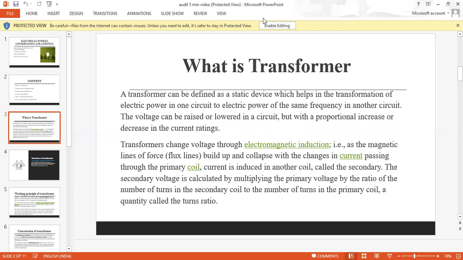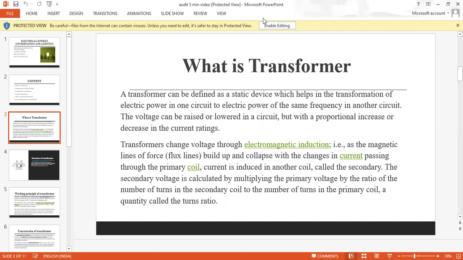Here, the voltages can be raised or lowered in a circuit, but with a proportional increase or decrease in current ratings. Transformers change voltage through electromagnetic induction. That is, as the magnetic lines of force, the flux lines, build up and collapse with the changes in current passing through the primary coil, a current is induced in another coil, which is the secondary coil.